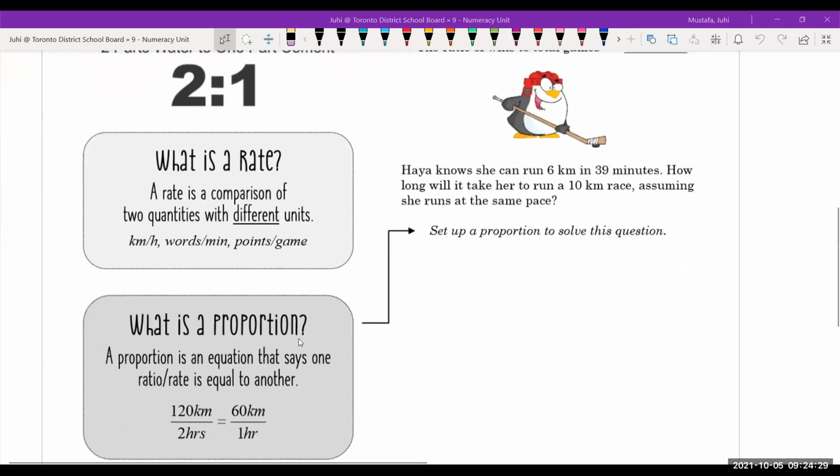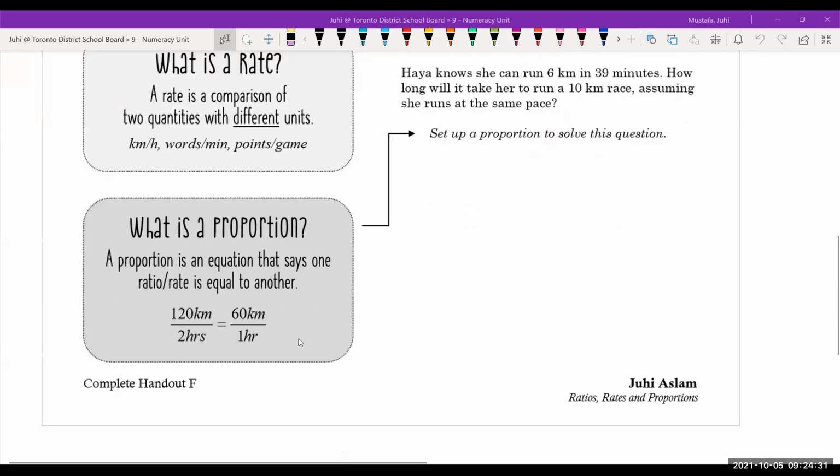And then finally, what is a proportion? A proportion is when you take a ratio or a rate and you set them equal to one another. We're going to practice doing that a lot. It's basically a fraction is equal to another fraction. So whenever I say set up a proportion, what I'm actually saying is I want you to put a fraction on one side, a fraction on the other, and then set them equal.